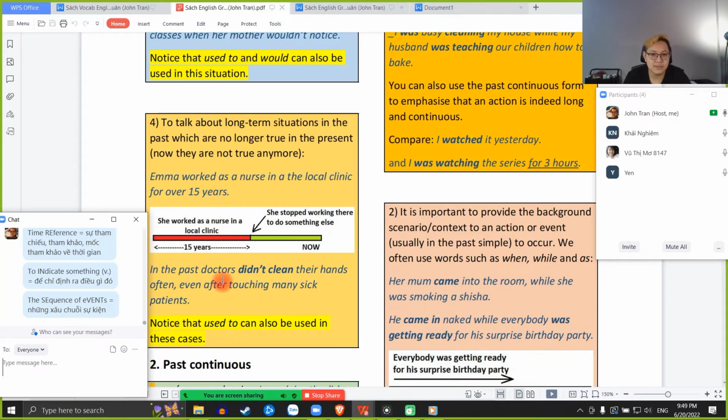In the past, doctors didn't clean their hands often, but now, of course, they do. Trong quá khứ, những người bác sĩ đã không có rửa tay thường xuyên. Nhưng mà đương nhiên đó là chuyện quá khứ, bây giờ khác nhiều rồi. Bây giờ không còn như thế nữa. Even after touching many sick patients, dù là sau khi đụng vào nhiều người rất bệnh. Chú ý rằng chữ used to, đã từng, cũng có thể được sử dụng trong những trường hợp này nha các bạn. Đã từng tức là bây giờ không còn đúng nữa.